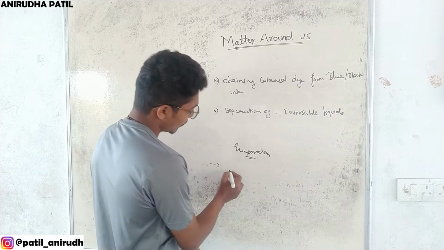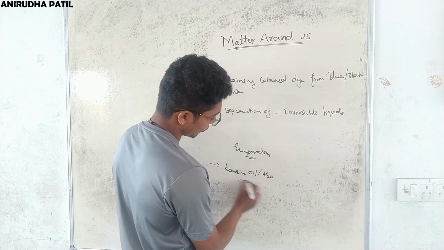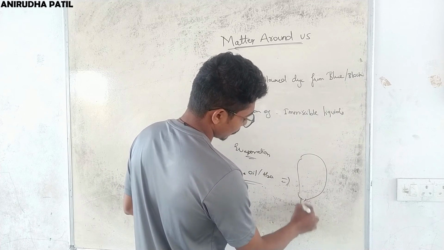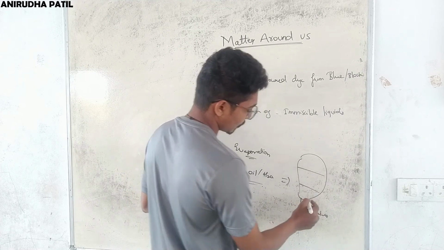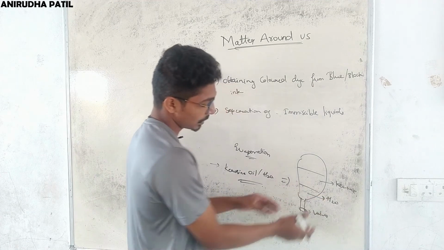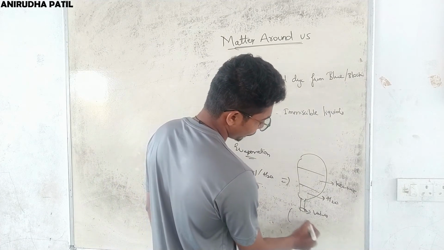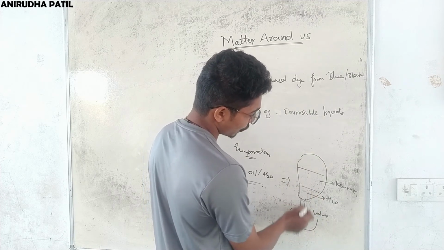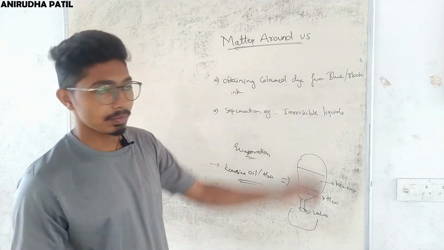For example, take kerosene oil mixed in water. Take this solution in a container like this with a valve. So this is water, this is kerosene. Since they are immiscible liquids, water stays at the bottom and kerosene lies up. With the help of a simple valve, you can just turn on the valve and remove all the water slowly and carefully, and what you obtain in the flask is kerosene. So with this process we can separate immiscible liquids.